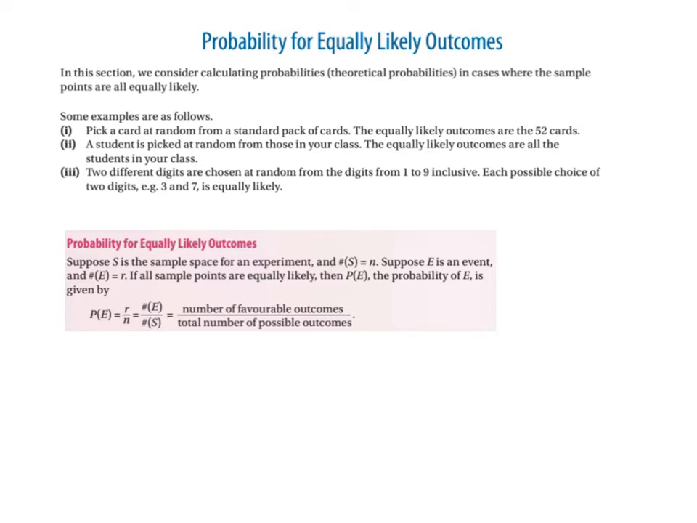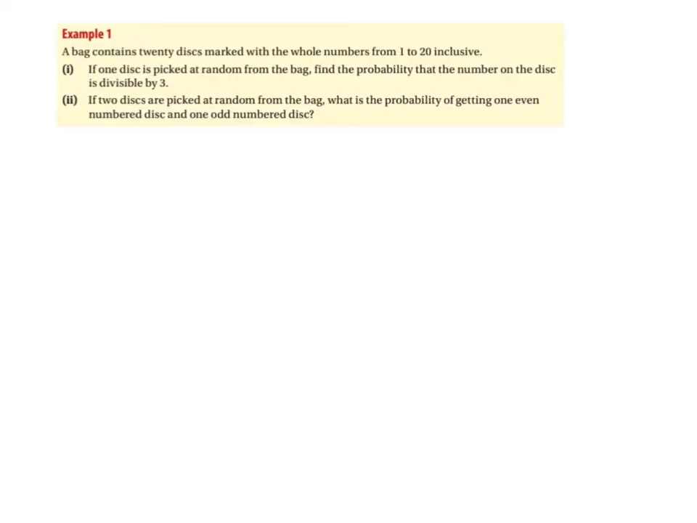The probability for equally likely outcomes is: the probability of an event happening is equal to the number of favourable outcomes over the total number of possible outcomes. And that's the way you've got to think of this. So let's have a look at an example.